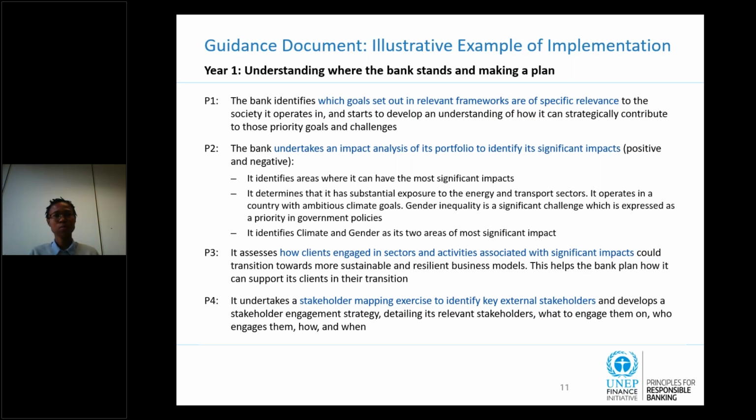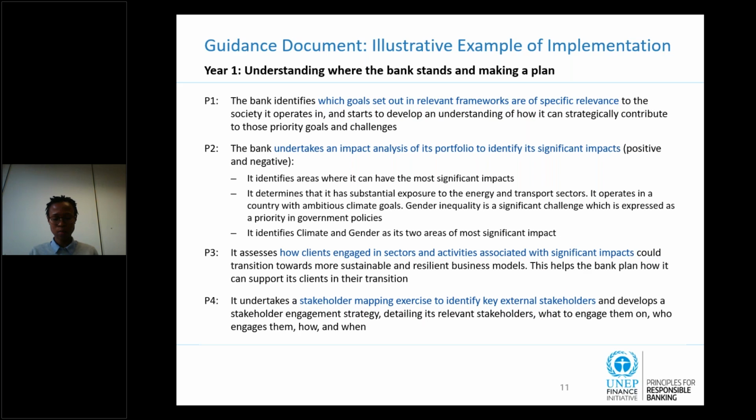So onto principle one, it's very much around identifying the goals. This is working through the goals that are in relevant frameworks for your bank. So it is, of course, the Paris Agreement, it is the Sustainable Development Goals, but in particular working through those goals that are a priority for you and those goals that present, I guess, potentially significant challenges for your bank, but also reflecting on what are the national frameworks that might be relevant to your bank as well. So really just understanding what's relevant to your organisation, what's relevant to your bank, and to think through strategically how you might contribute to those priority goals and challenges.